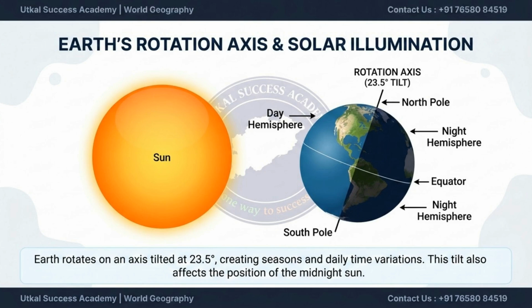Now, moving to Earth's rotation and solar illumination. The Earth rotates on an axis tilted at 23.5 degrees. Because of this tilt, one part of the Earth receives sunlight while the other remains in darkness, creating day and night. This tilted axis is also responsible for seasonal changes and variations in the duration of daylight across the world.